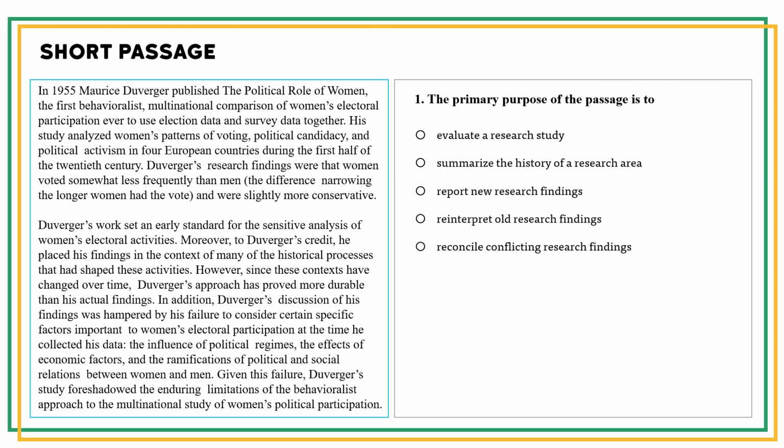So let's finally come to the question, for which we'll have to read the passage. All right. So in 1955, Maurice Duverger published The Political Role of Women. The first behavioralist multinational comparison of women's electoral participation ever to use election data and survey data together. All right, so it was unique in some way. So it's talking about 1955, some Maurice Duverger.